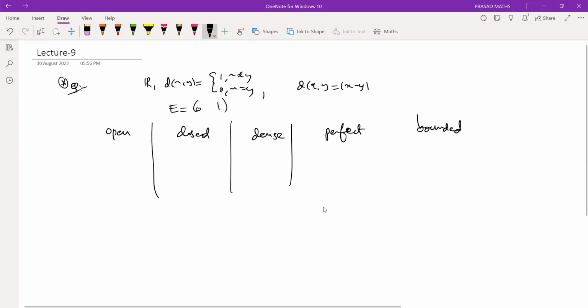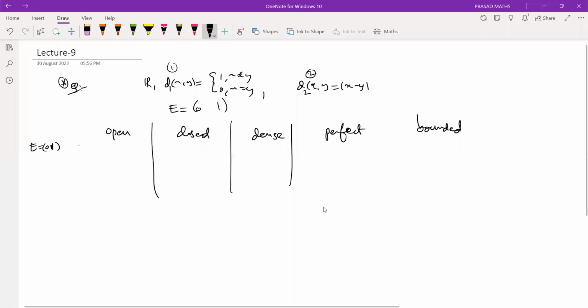Suppose this is my first metric, D1, and this is my second metric, D2. First question for this set: suppose my set is open (0, 1). Is it open in D1, the discrete metric? Is it open in discrete? D1 means discrete.